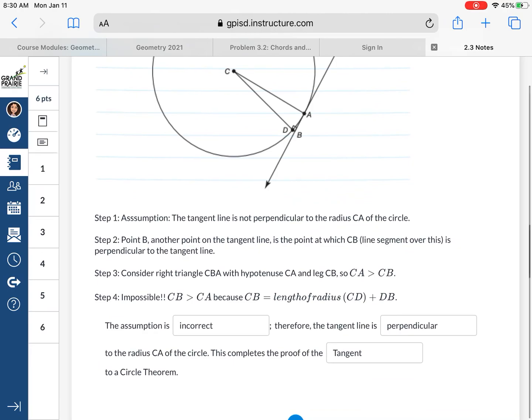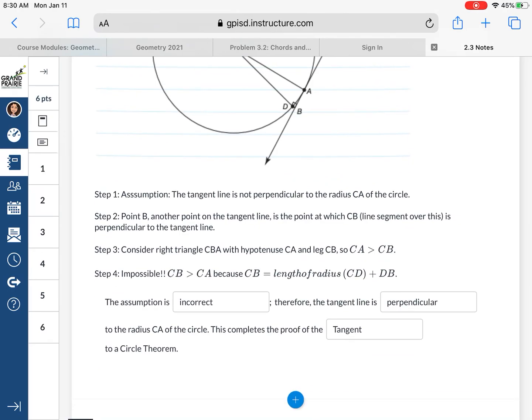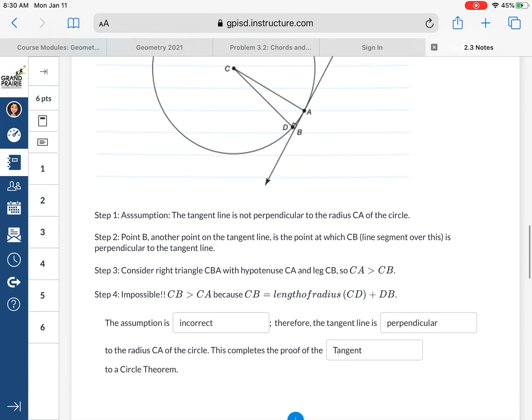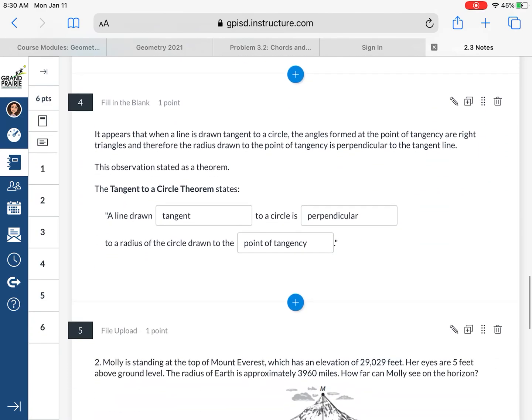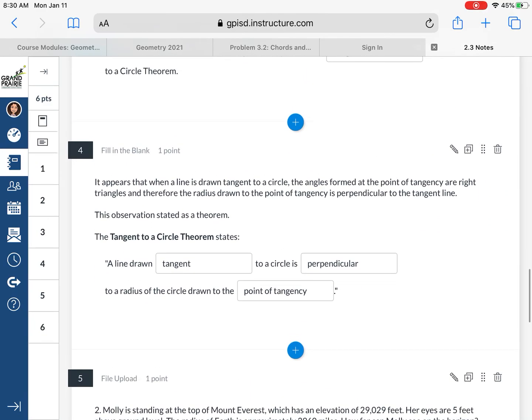So we have just proven that that's wrong. And so the assumption is incorrect. Therefore, the tangent line is perpendicular. Remember, perpendicular means 90 degrees to the radius CA of the circle. This completes the proof of the tangent to a circle theorem. Okay? So all of this is just to show you guys where these rules are coming from. It's not just arbitrary, someone just decided, okay? So let's go on to question 4.